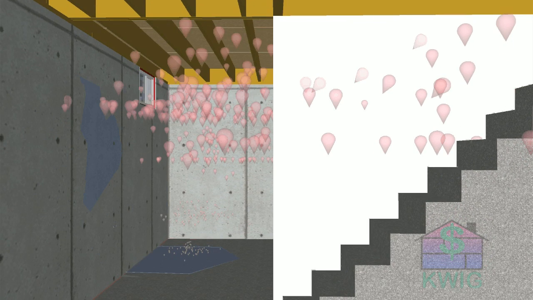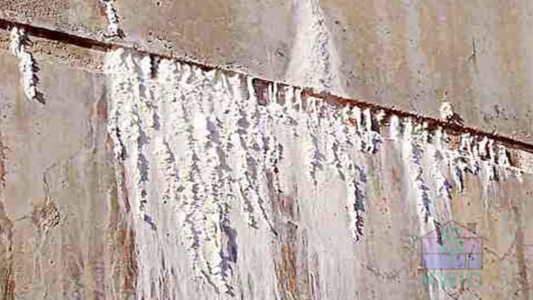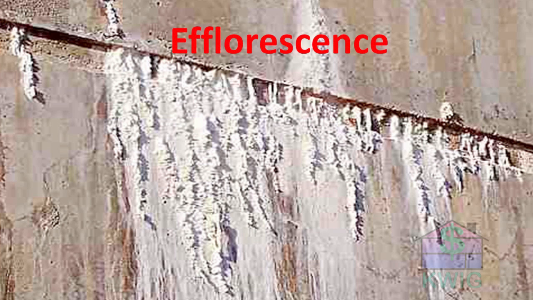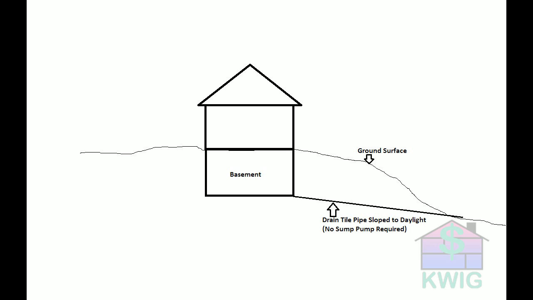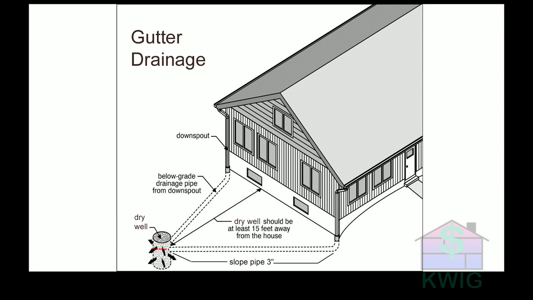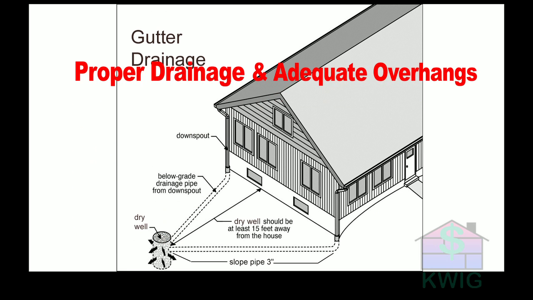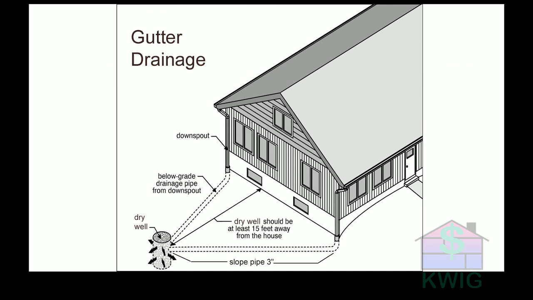Although mainly a cosmetic concern, efflorescence, a white crystallized powder that appears on concrete, is a sign of drainage problems, but it is not mold. The main solution to groundwater-supplied excess moisture is proper drainage and adequate overhangs. Your typical gutter downspouts can be quite effective if they empty into drain pipes that carry the water at least 10 feet away and downslope from the foundation.